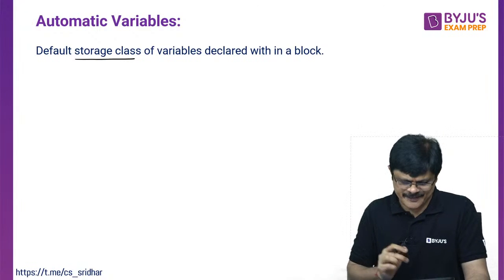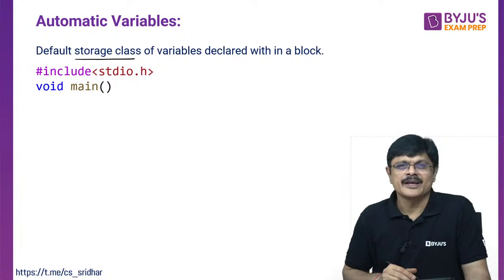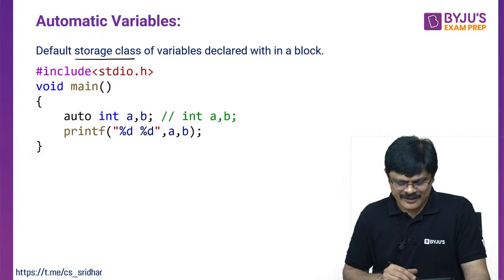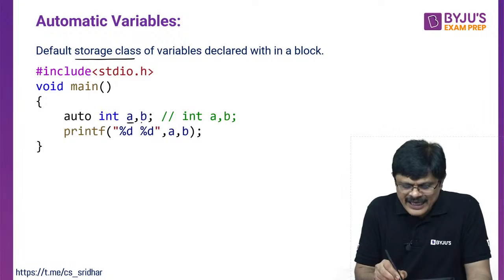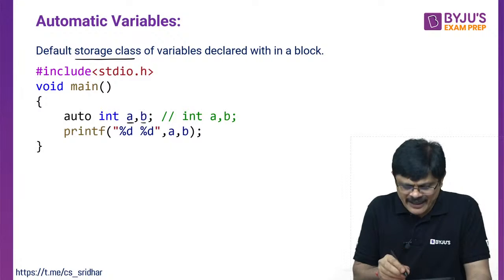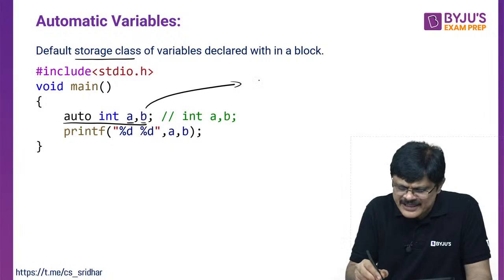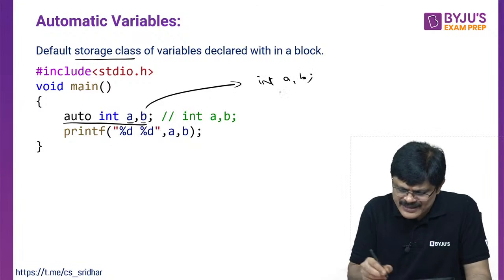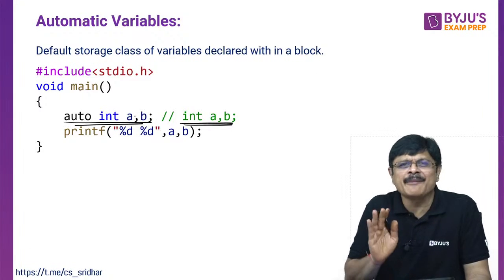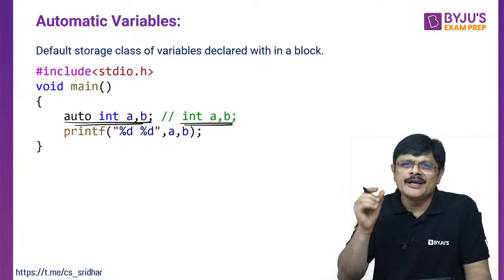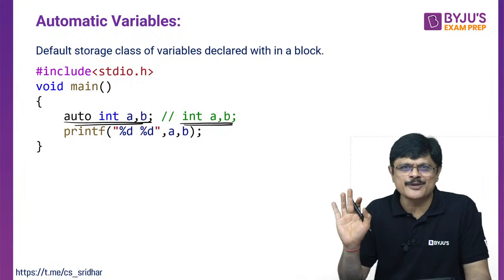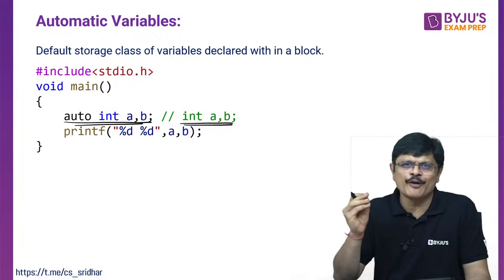It's a default storage. For example, you see this void main, auto int AB, print AB, that's it. Now here AB are local variables and by default they are automatic. Instead of writing this, even if you write int AB, I have written here, whether you write like this or like this, they mean one and the same. So int AB means they are automatic variables only. Default is automatic. You don't have to worry about it. Am I clear?